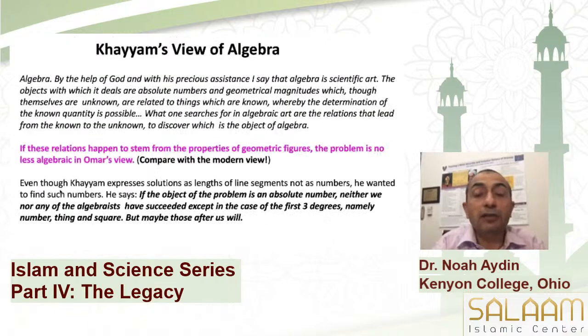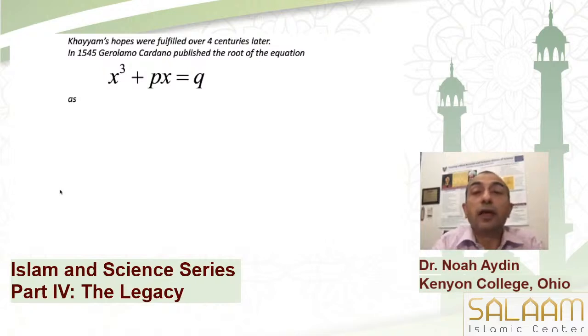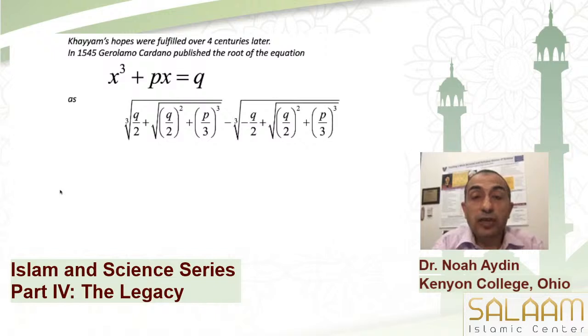Unlike al-Khwarizmi, he was not able to come up with a numerical recipe to solve cubic equations. And he admitted that, and he hoped that future mathematicians would be able to do that. And indeed, 4 centuries later, European mathematicians came up with an analog of the quadratic formula for cubic equations, which is a bit more complicated.